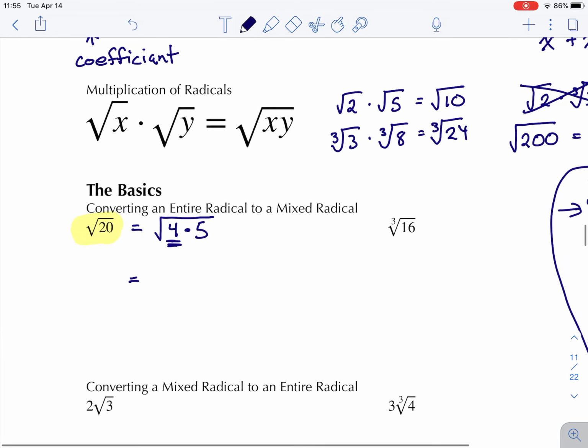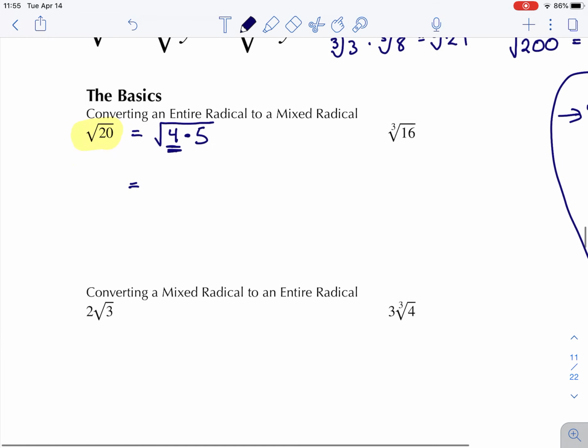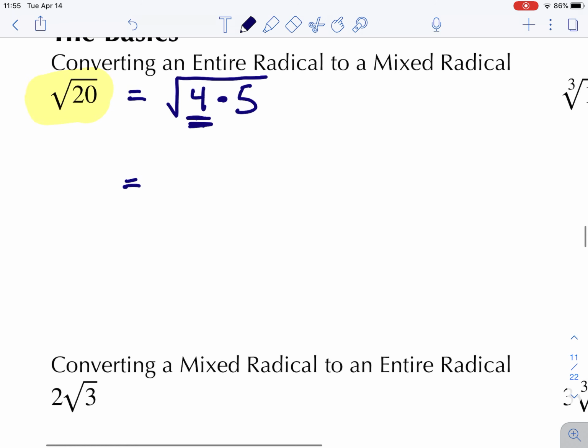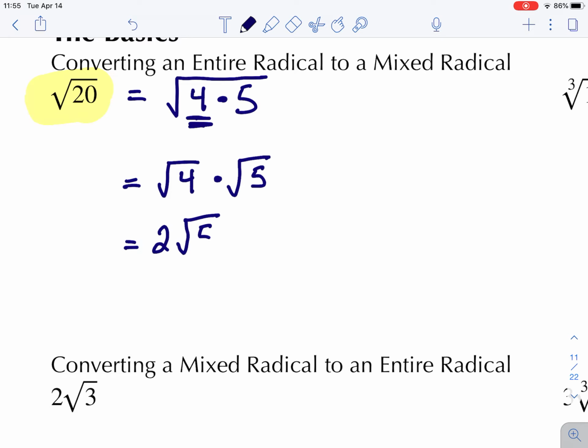Now, using our rule that we learned before about the multiplication of radicals, we can split this apart. This becomes the square root of 4 times the square root of 5. Just broke it apart. Lastly, we know what the square root of 4 is. It's 2. And we still have the square root of 5. This is now a mixed radical. We just went from an entire radical to a mixed radical.